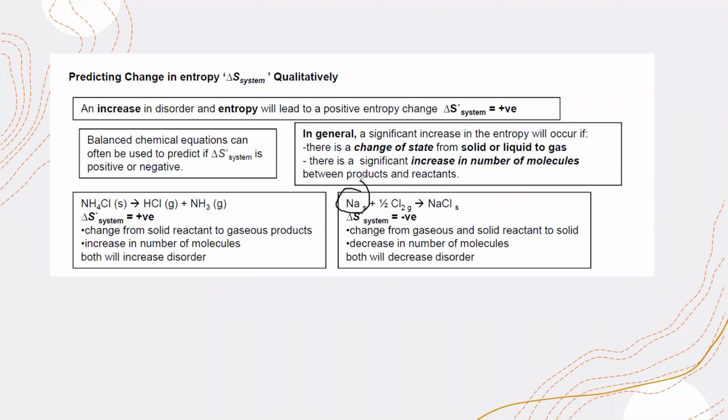You have another example: sodium solid and chlorine gas forming sodium chloride. So gas turned into solid. There are more particles, like 1.5 particles on the reactant side and only one particle in the product. So the number of particles decreases, and the solid also has lower entropy as compared to gas. So the qualitative analysis shows that the entropy change of the system should be negative. Is this clear? This is qualitative analysis. We don't measure anything, we just identify by the number of particles or states.